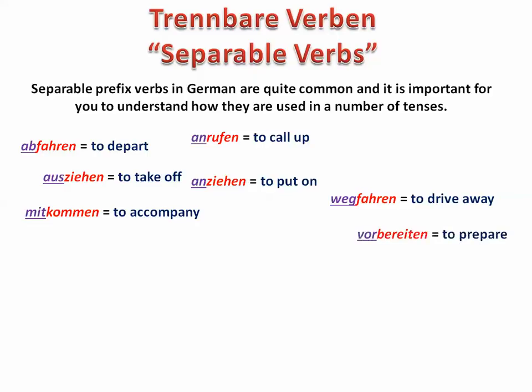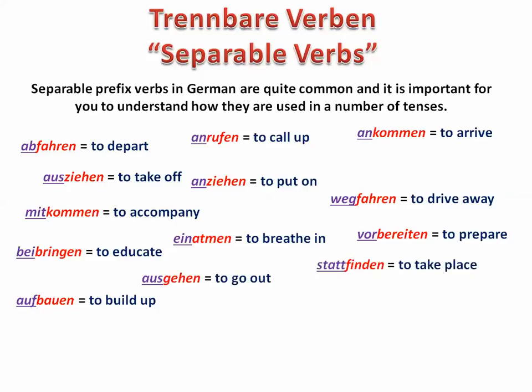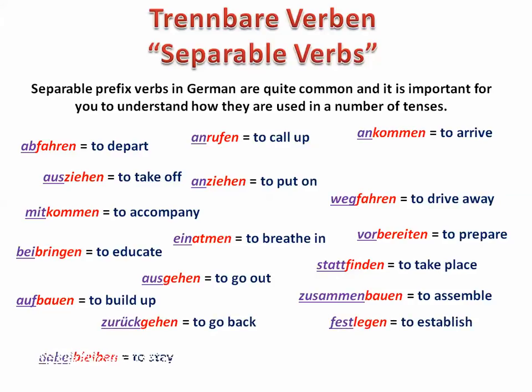wegfahren, to drive away, vorbereiten, to prepare for, ankommen, to arrive at, beibringen, to educate or to teach, aufbauen, to build up, einatmen, to breathe in, ausgehen, to go out, stattfinden, to take place, zusammenbauen, to assemble, zurückgehen, to go back, festlegen, to establish, dabei bleiben, to stay, hingehen, to go away, and herkommen, to come from. So these are just some examples, and you see a wide variety of separable prefixes. For a full list of those, check out our video on that topic.